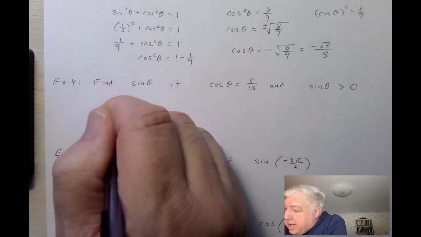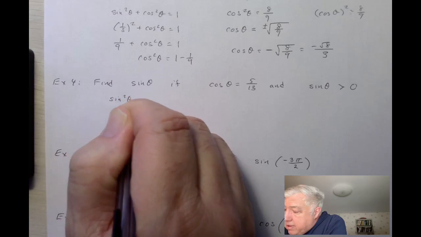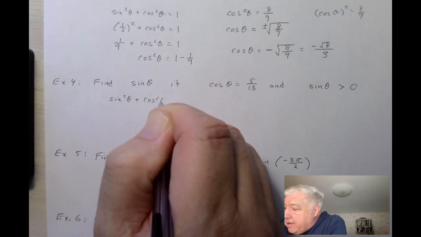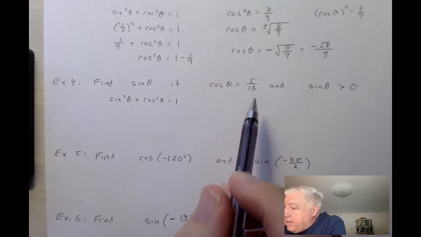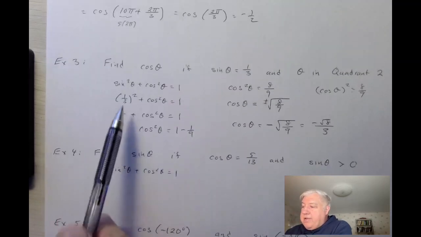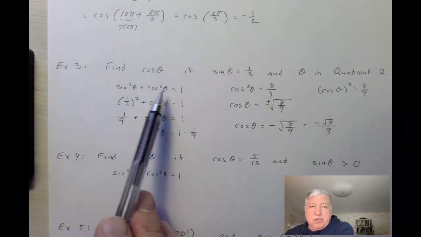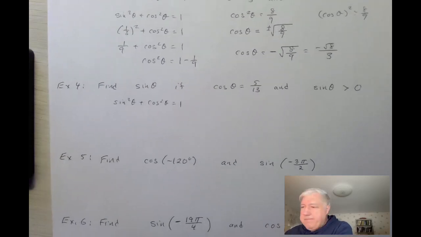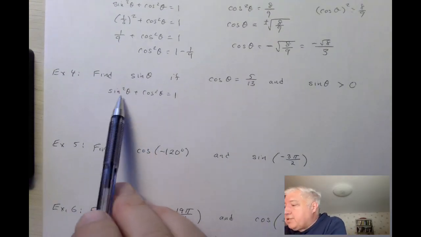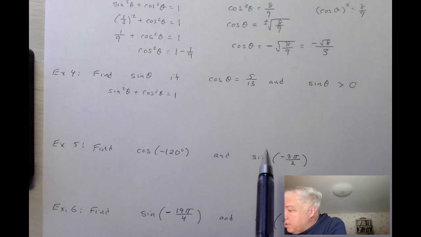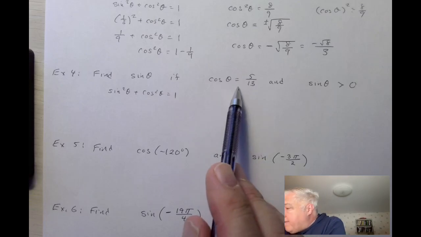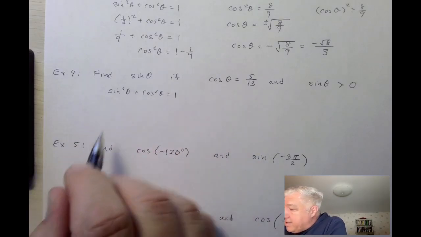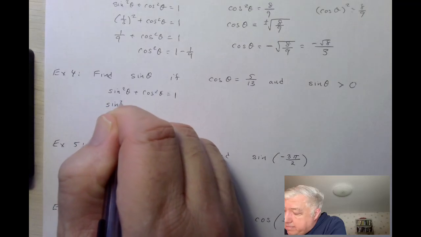So in this case, sine squared plus cosine squared of theta is 1 again, and it really doesn't matter if you say sine squared plus cosine squared or cosine squared plus sine squared. We know it's the same thing. This is just sort of how I think of it. So cosine of theta is 5/13, and sine is what we're solving for.